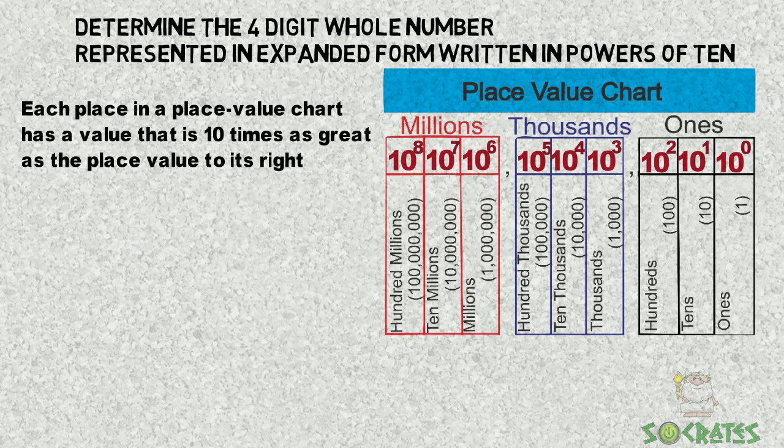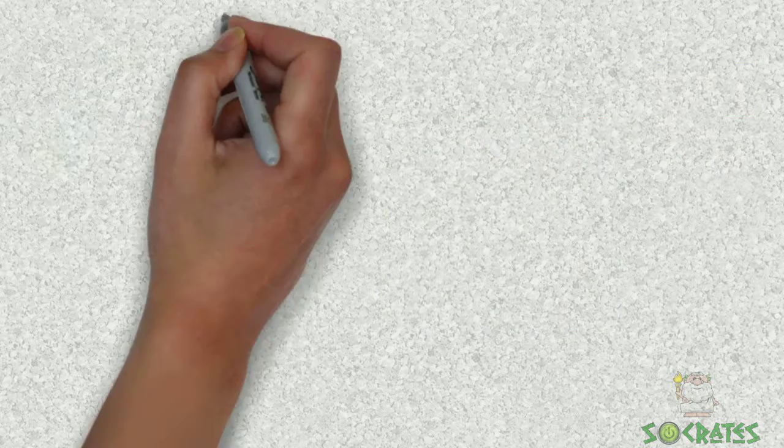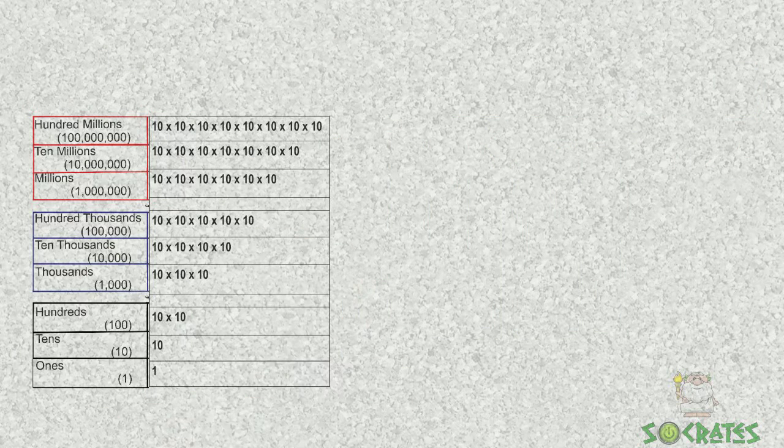Then in the tens, you have 10 to the first power, which equals 10. 10 to the second power. Let's look at it another way. So when we look at the place value chart, each one is multiplied by 10. It gets greater as we go up. And that's a lot of tens to multiply when you get to 100 million.